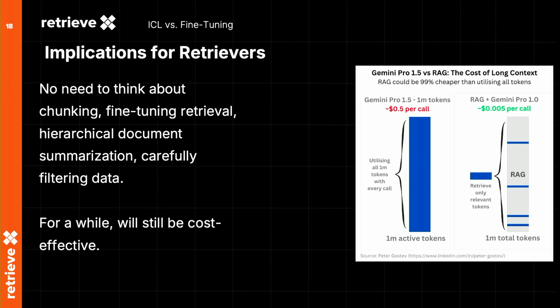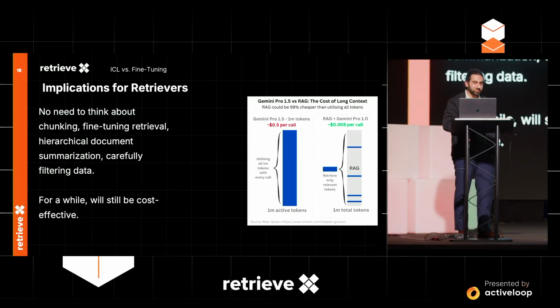But likely in the long term, as compute keeps getting cheaper, as inference keeps getting cheaper, there will be a phase shift in the way that we think about retrieval in general. And I'll talk about this a little bit at the end of the presentation.